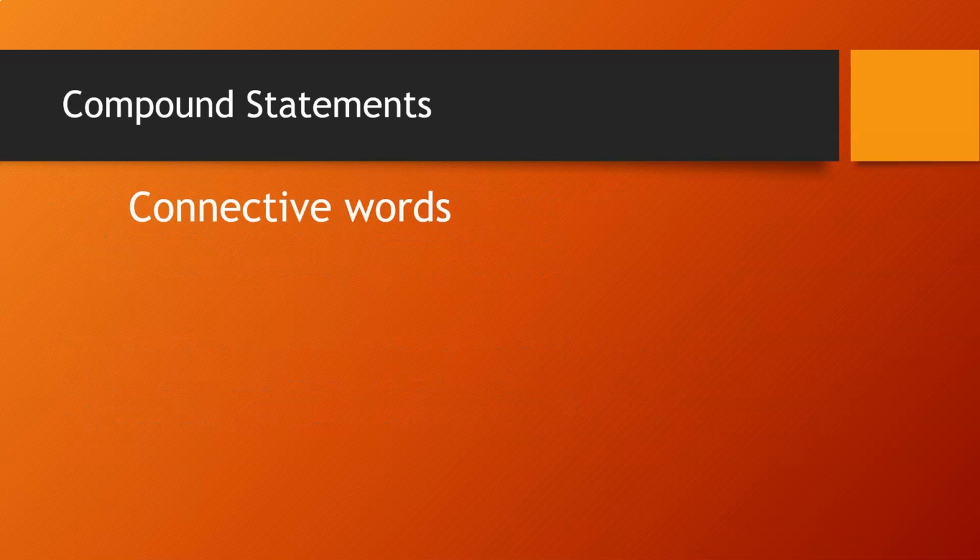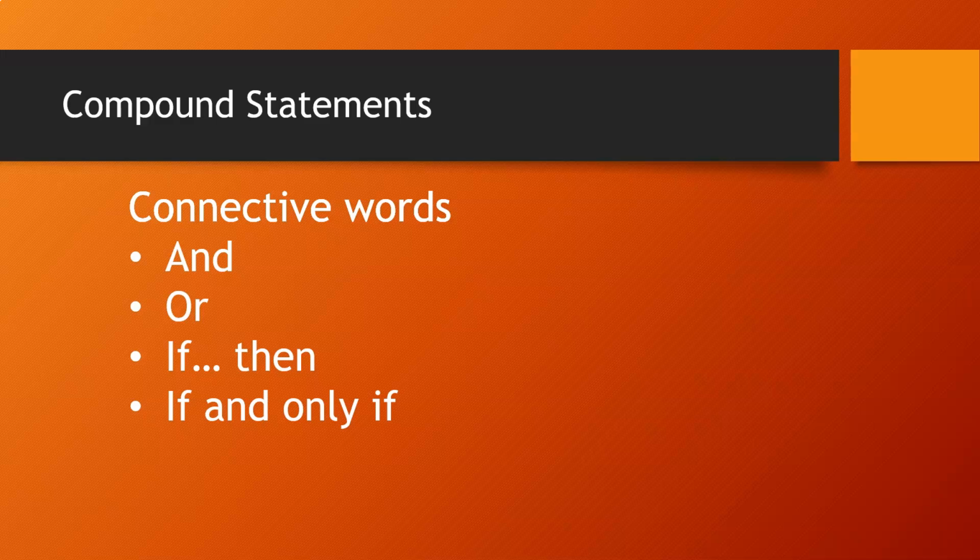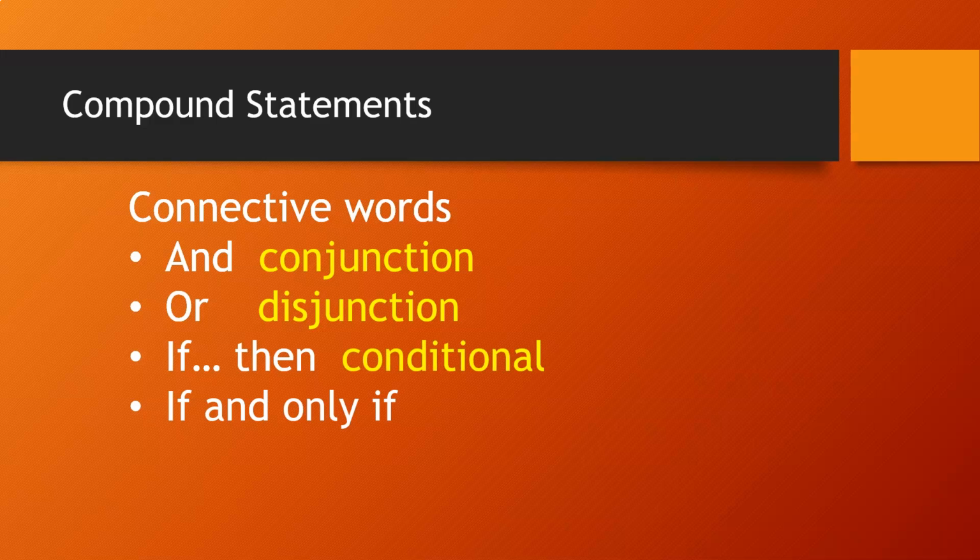Now, if we think about how we combine those simple statements, we have to use connective words. Connective words are and, or, if then, and if and only if. Each of these connective words also identifies the type of compound statement we have. If we use and, we have a conjunction. If we use or, it's a disjunction. If then is a conditional statement, and if and only if is a biconditional statement.